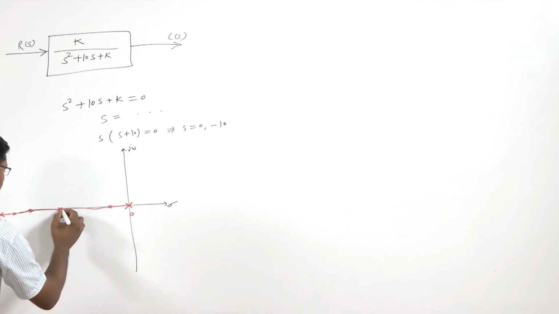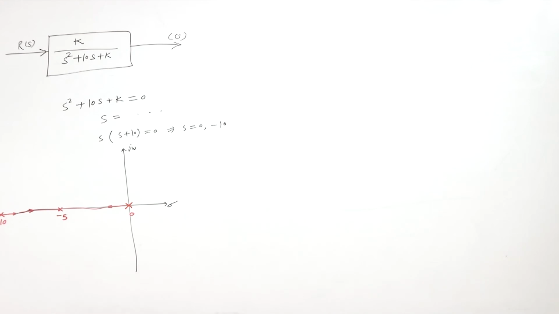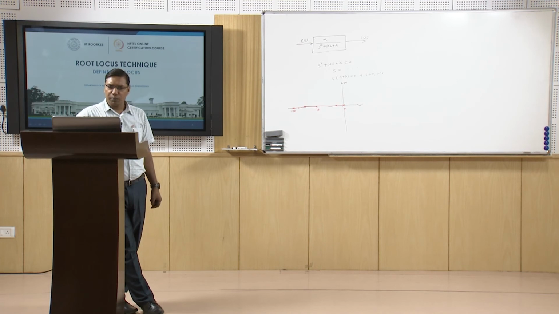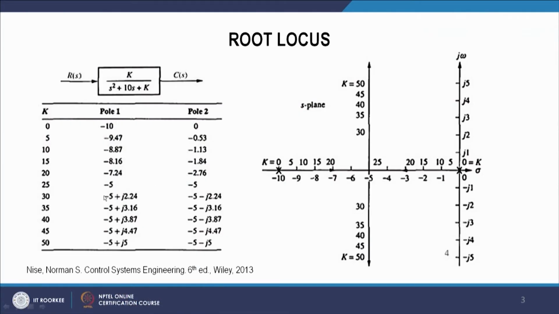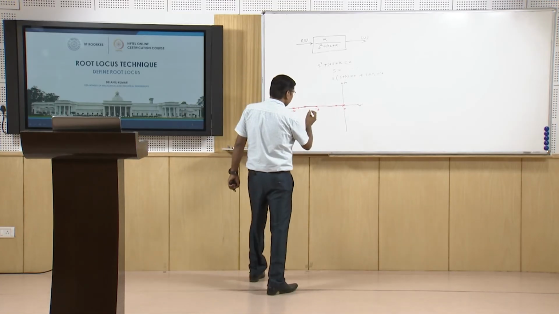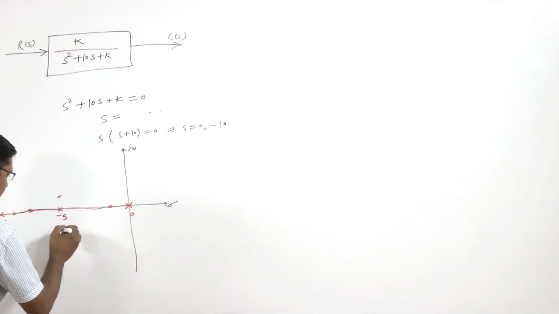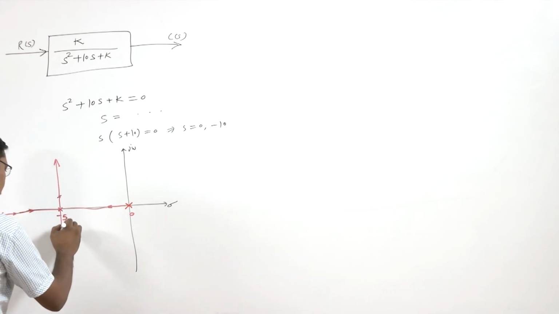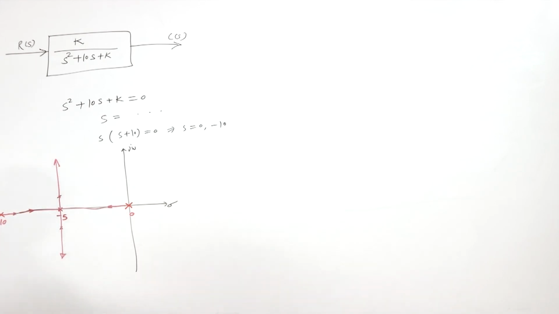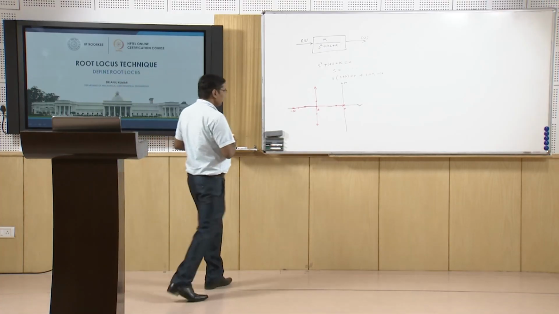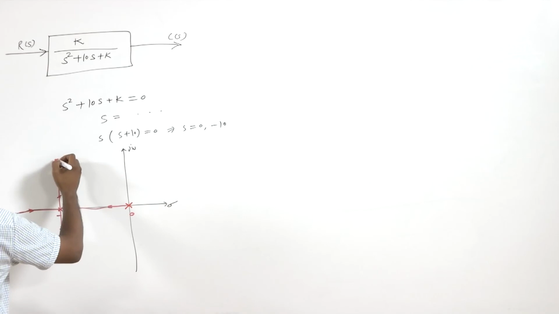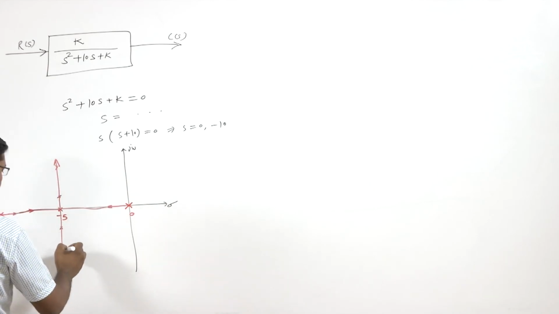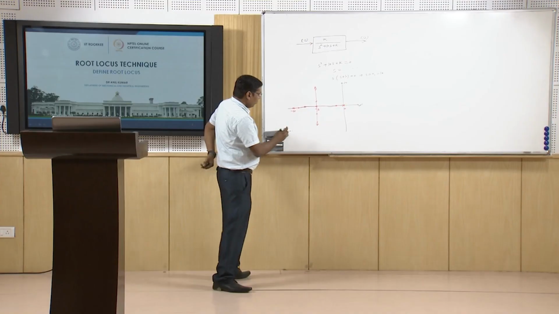And so these poles move here. Then we see that beyond 25, at k equal to 30, the poles are a complex pair, minus 5 plus minus j2.24 and so on. So the poles are becoming complex here, going complex. And at k equal to 50, it is minus 5 plus j5, and here we have the other pole at minus 5 minus j5.